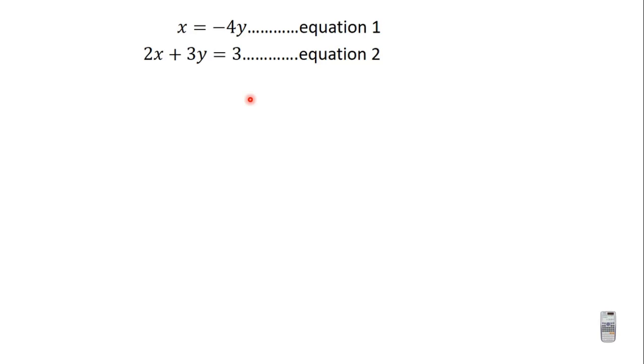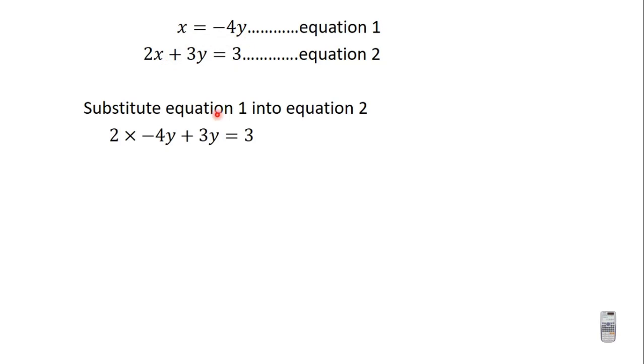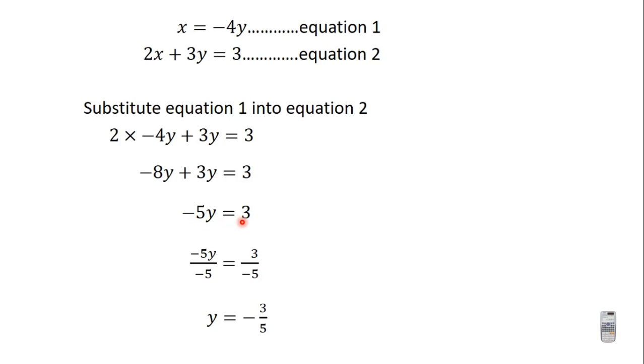We've learned how to solve simultaneous linear equations in the videos on solving simultaneous linear equations. So I'm going to go through it very quickly. We have x as our subject in equation 1. So straight away, I will substitute equation 1 into equation 2. So wherever I see x in equation 2, I'll replace it with minus 4y. So we have 2 times minus 4y plus 3y is equal to 3. This will give us minus 8y plus 3y is equal to 3. We have minus 5y is equal to 3. You divide both sides by minus 5 and y will give us minus 3 divided by 5.